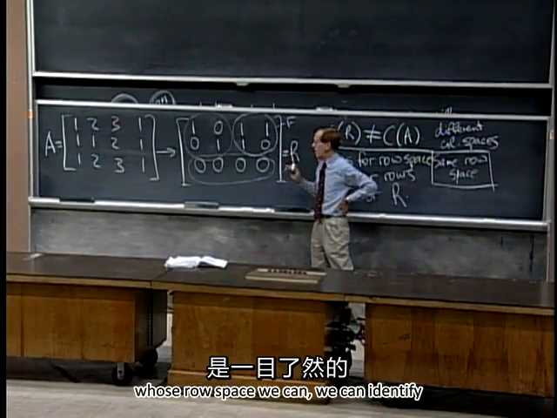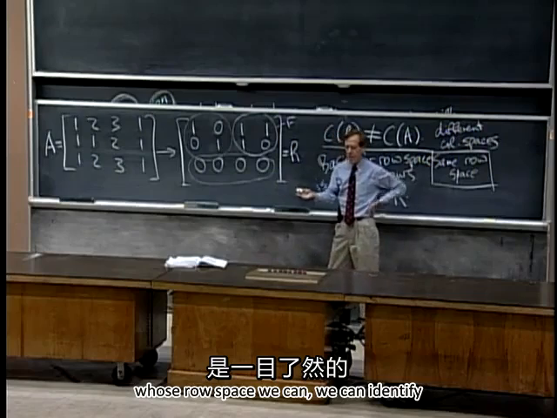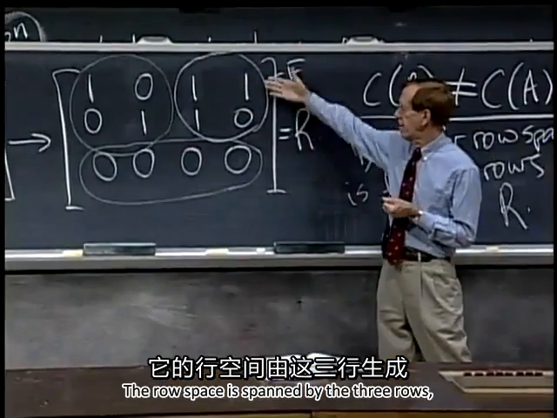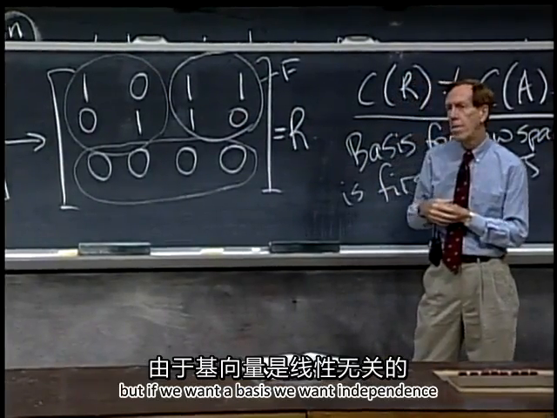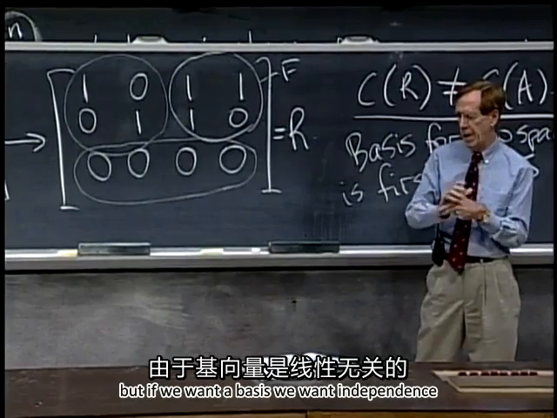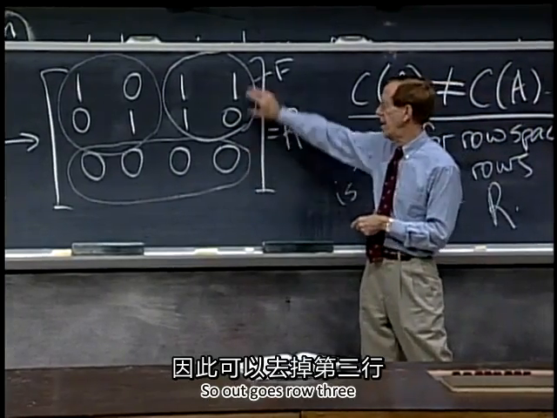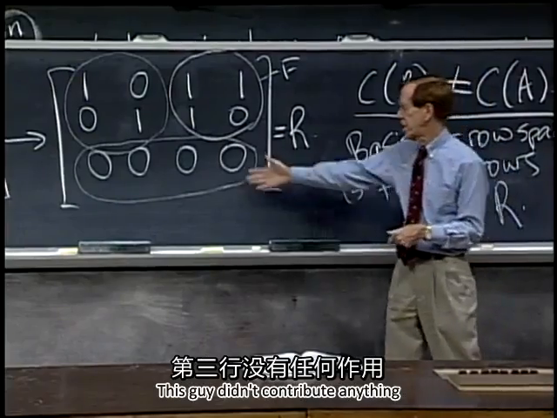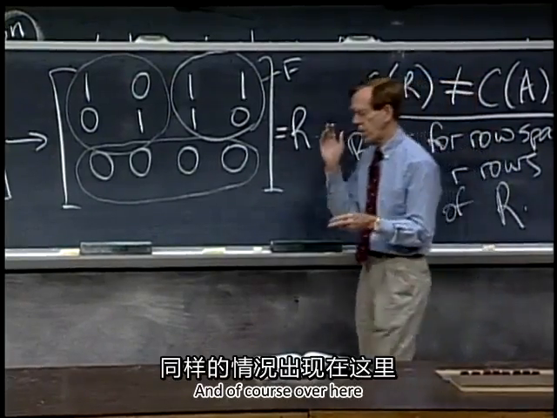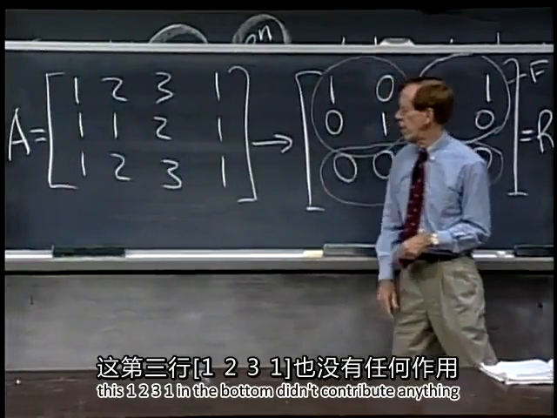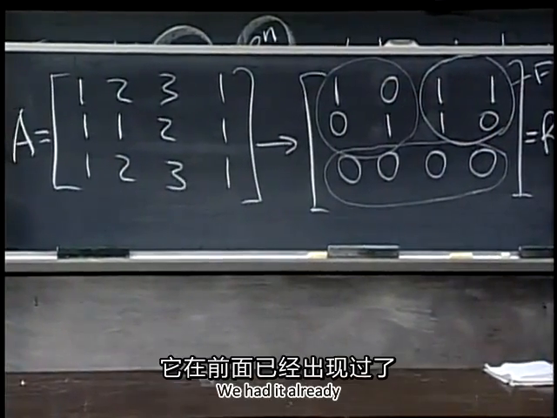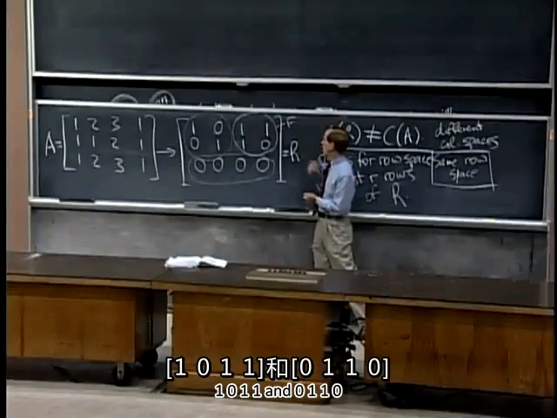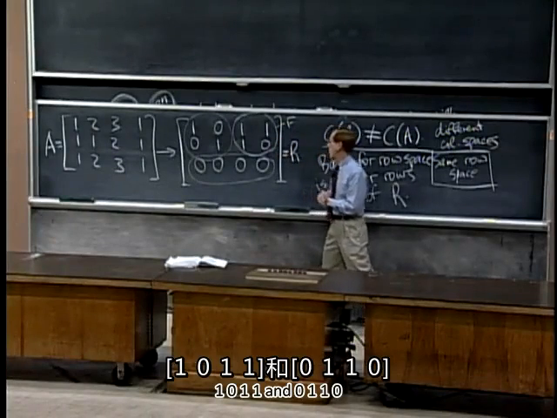a matrix here whose row space we can identify. The row space is spanned by the 3 rows. But if we want a basis, we want independence. So out goes row 3. The row space is also spanned by the first 2 rows. This guy didn't contribute anything. And of course, over here, this 1, 2, 3, 1 in the bottom didn't contribute anything. We had it already. So here's a basis, 1, 0, 1, 1, and 0, 1, 1, 0.